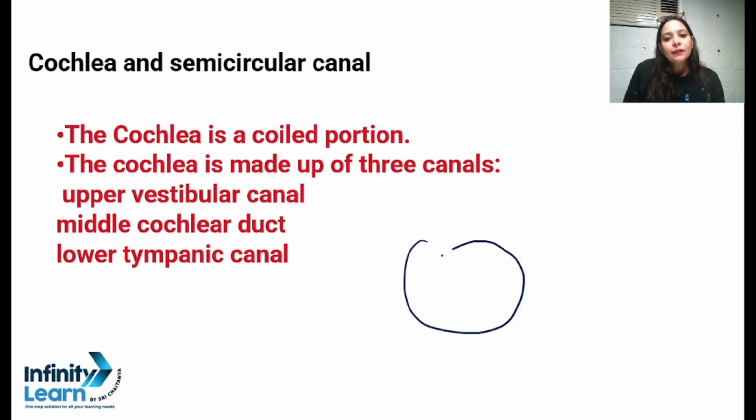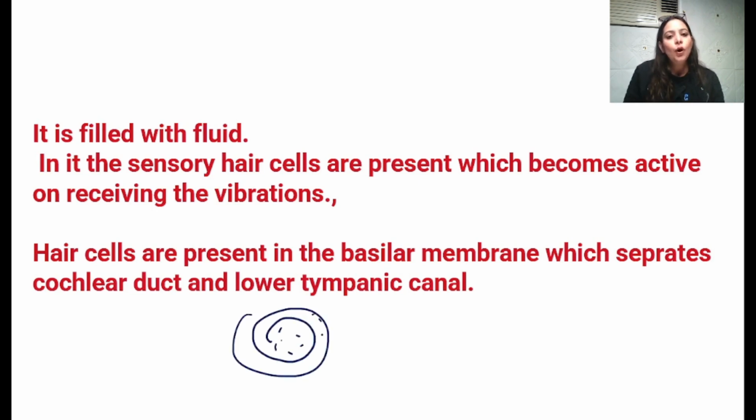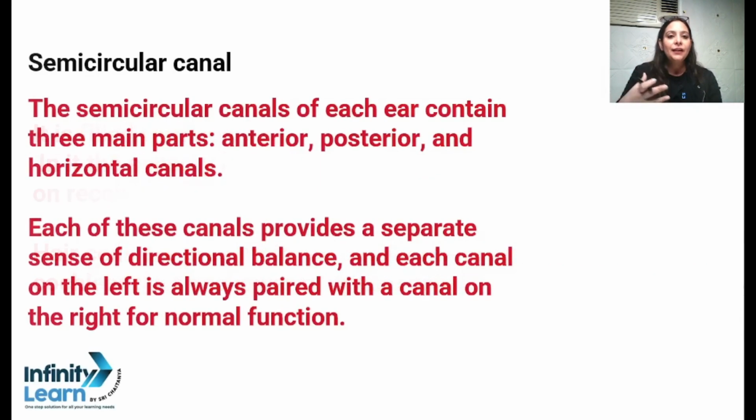You have seen a snail-like structure like this. This is cochlea. It's a coiled portion formed of three canals, and one is the upper vestibular, middle cochlear duct, and lower tympanic canal. And it is filled with fluid. If you'll see this cochlea, you will see that it is all filled with the fluid, and it has got sensory cells, right? On receiving the vibrations, these sensory cells get active as they also vibrate. So we can say that these hair cells are present in the basilar membrane, right? And they separate the cochlear duct and the tympanic canal, and they get active when they receive the signals.